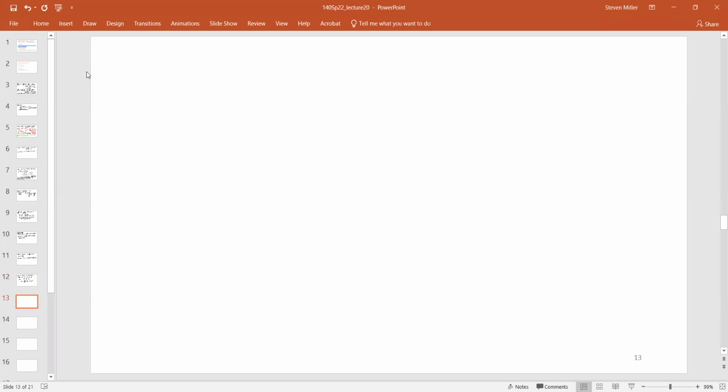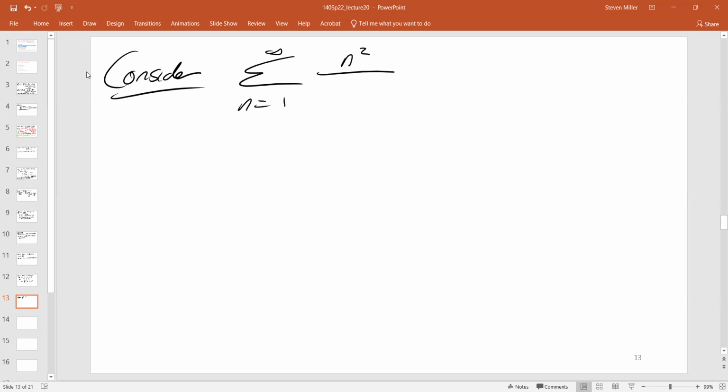So let's consider the sum, n goes from 1 to infinity, of n squared over 3 to the n. So do you think this converges or diverges? So you can make an argument for both converging and diverging. What makes you think it might converge? There's got to be something good about this function.